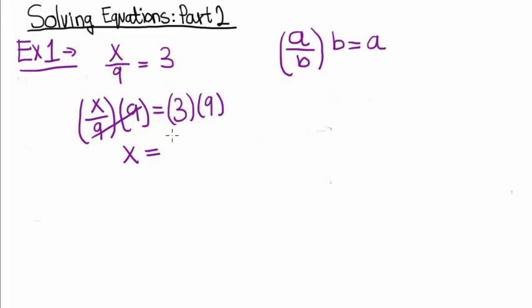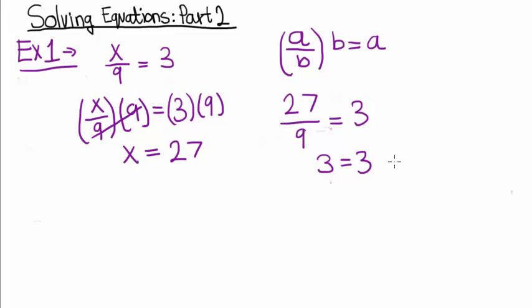Now on the right hand side, I have 3 times 9, which will give me a 27. So 27 is my solution. Now if we check it, all we really need to do is replace x in the original problem by the number 27. And since 27 divided by 9 is indeed equal to 3, and 3 is equal to 3, I have a true equation over here, and therefore 27 is my solution.